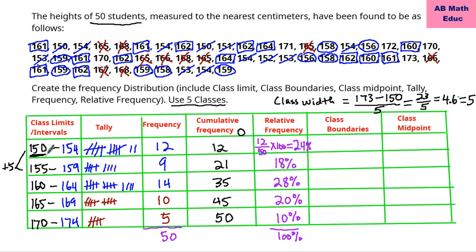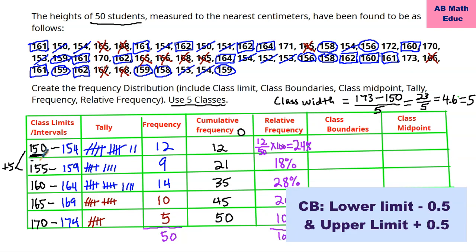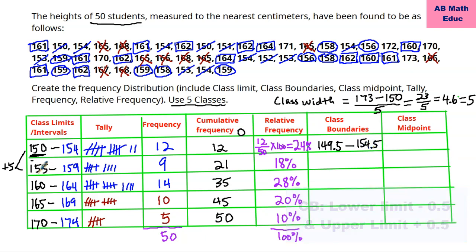The class boundary is going to help us to do the histogram and realize that histogram bars have to cluster together. There shouldn't be any gap. So you reduce the lower class by 0.5 and add 0.5 to the upper class. We will get 149.5. And we have to add the 0.5 that we took off to the upper class. So 154.5. And here we will reduce it by 0.5, and you realize that it's going to pick this number.